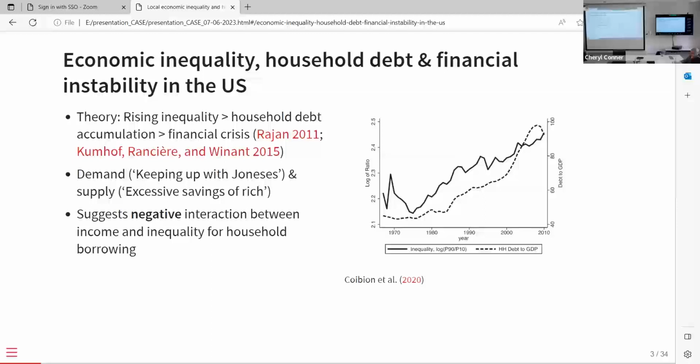There's also a supply side argument, and this is the Kumhof paper, where inequality causes excessive savings by richer households. They just have more money, which they save, and then that is fed back in the form of cheaper credit to lower income households. So both these demand and supply side arguments suggest there's a negative interaction between income and inequality for household borrowing. So lower income households borrow more when inequality is high.